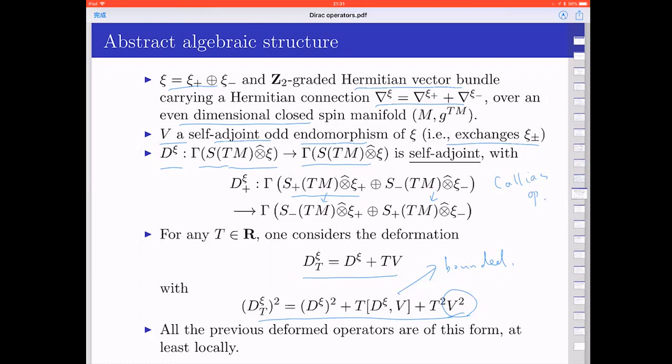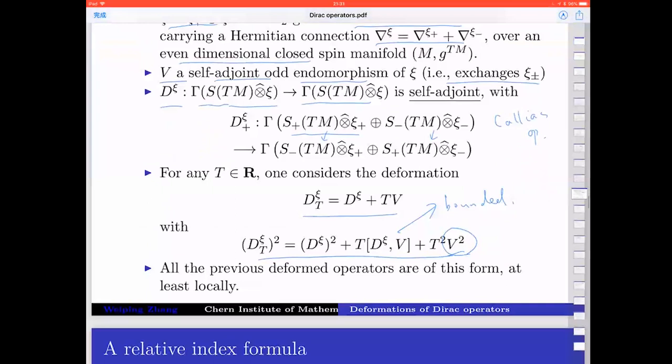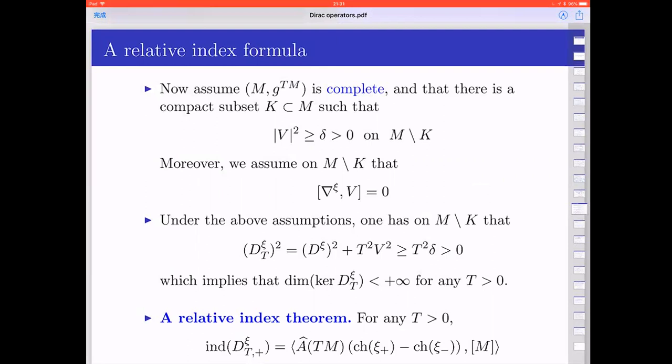But here I only talk about some simple example. That means we take it on the complete, or non-compact complete, manifold. Then we assume this V is invertible near infinity, that means outside the compact subset. And we also take that this bracket would equal zero.